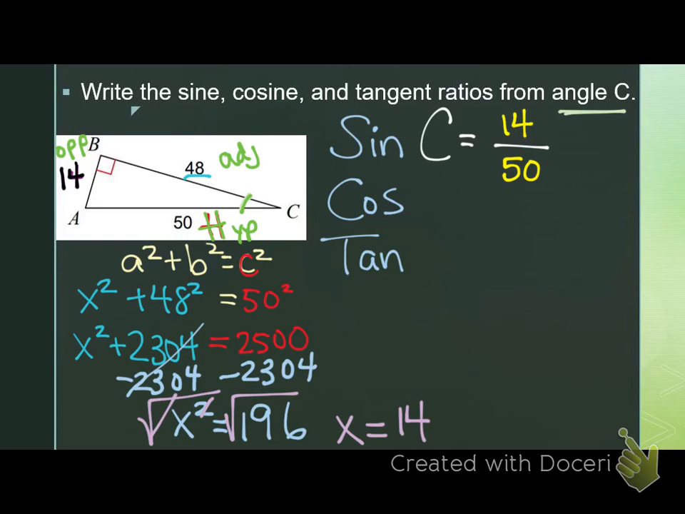All right, and this reduces to? 7 over 25. They're both divisible by 2.